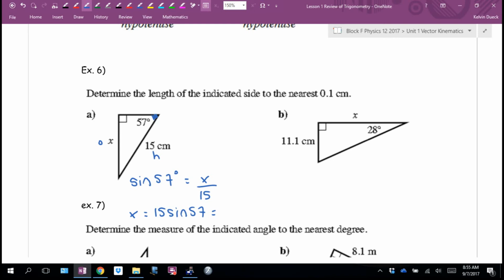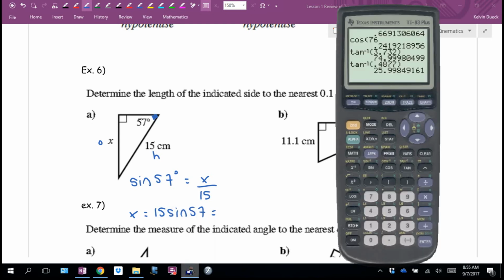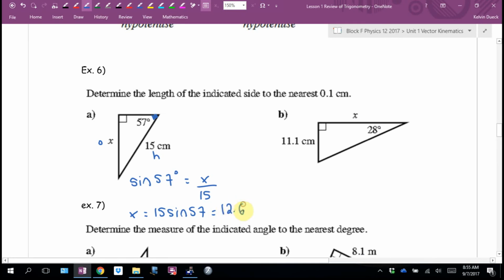Let's get good at trig. Let's get triggy with it. Triggy. Okay. You get 12.6? Set to one decimal place. Yeah, there it is. 12.6 centimeters.